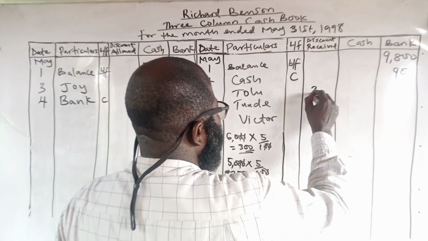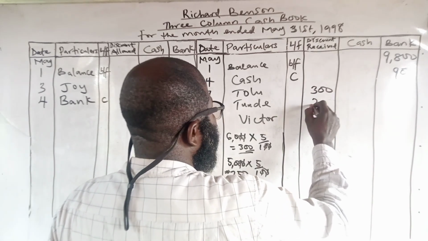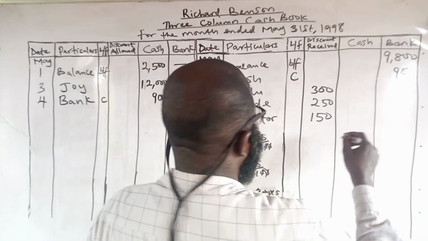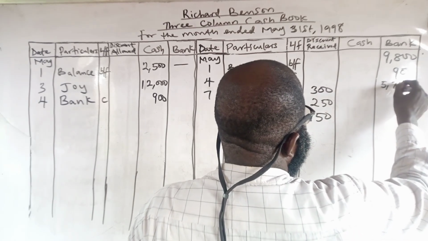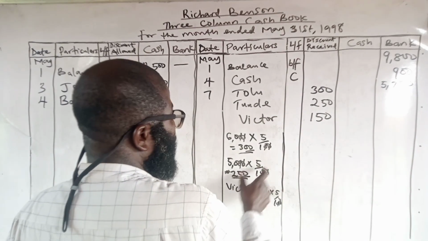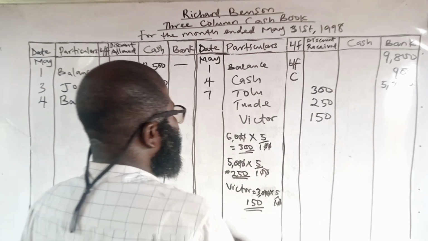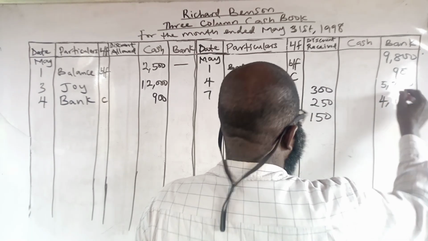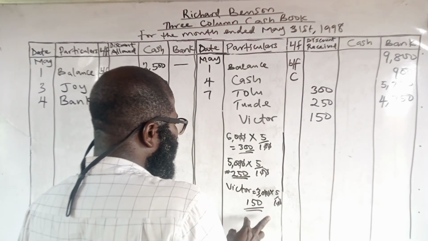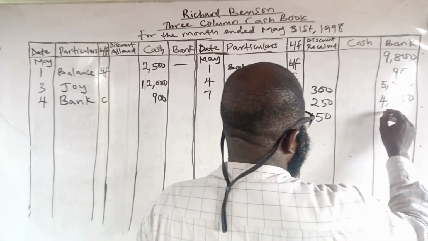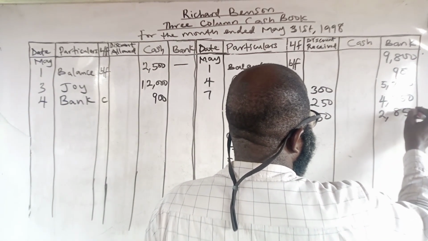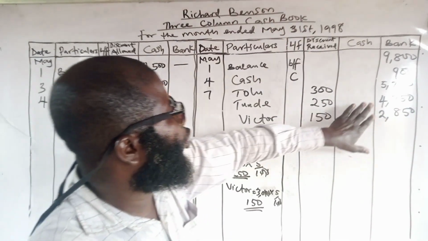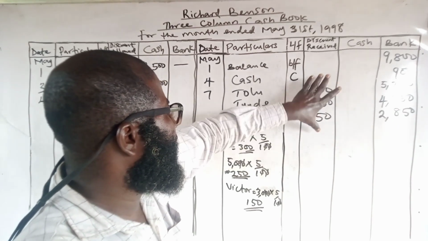We come here, 300 naira for Tolu. For Tunde, we have 250. For Victor, we have 150. Then 6,000 naira take away 300, we are going to have 5,700 naira. Then for Tunde, 250, take it away from 5,000 naira, we are going to have 4,750. Then for Victor, take away 150 from 3,000 naira, we are going to have 2,850. This simply means this is the exact amount Richard Benson is paying to his suppliers after deducting the discounts.